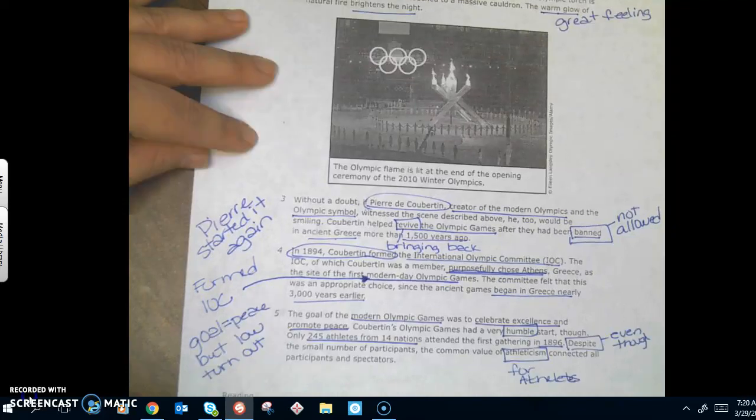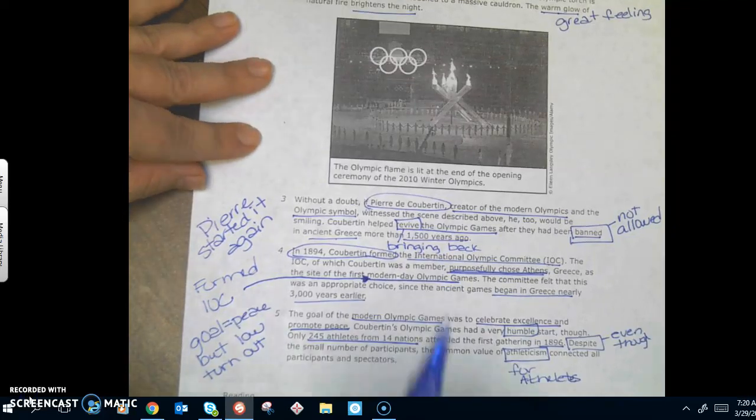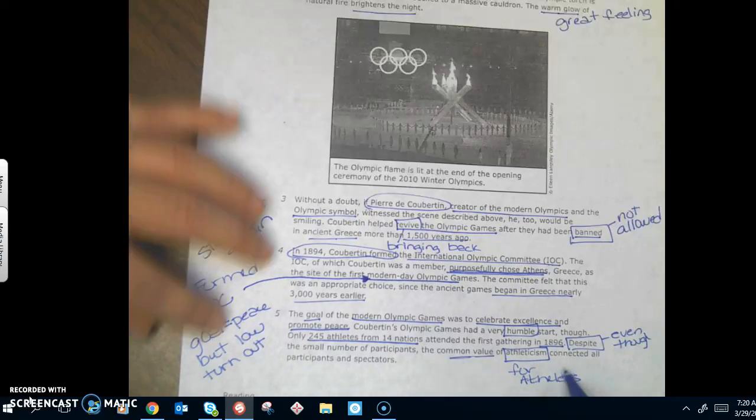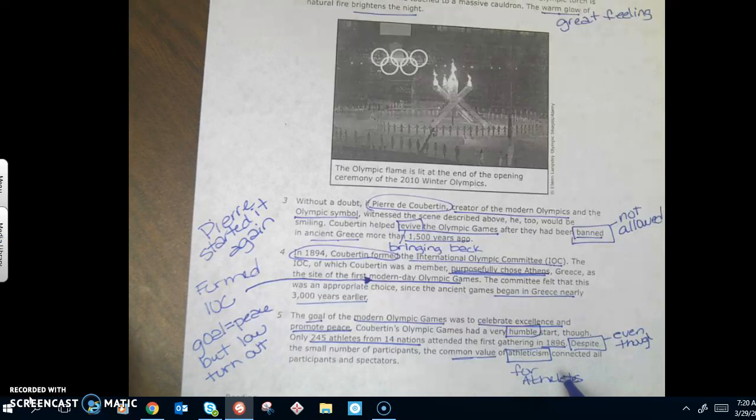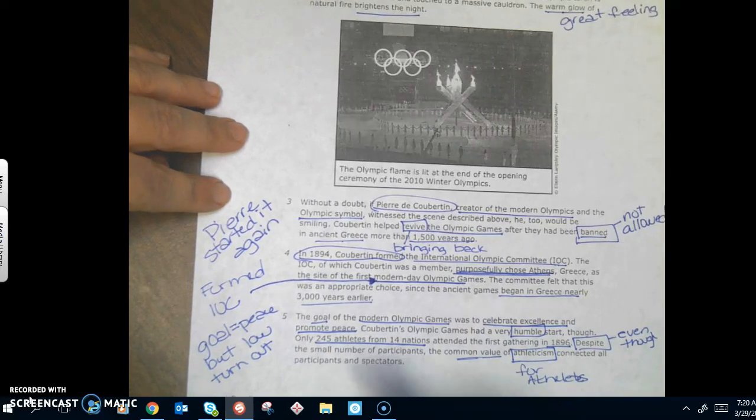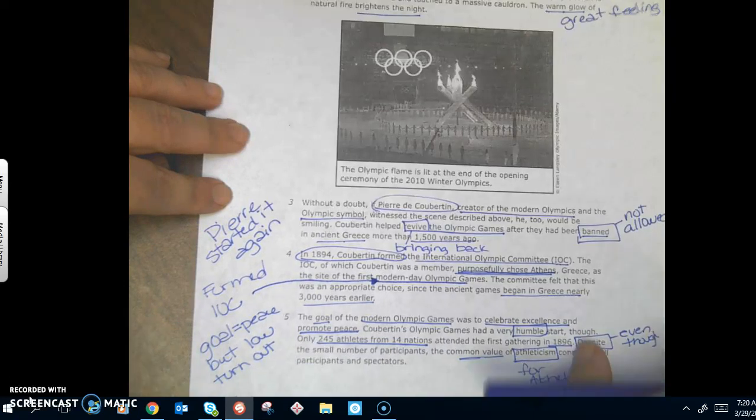Go ahead and stop. Okay, you should have noted that the modern games' goal was to celebrate excellence and promote peace. But he had a very humble start. Only 245 athletes participated. And even though that was a small number, the common value for the athletes connected the participants, the people in the game, with the spectators. So even if it was a low turnout, it still was a success. So the goal was peace, but they did have a low turnout.